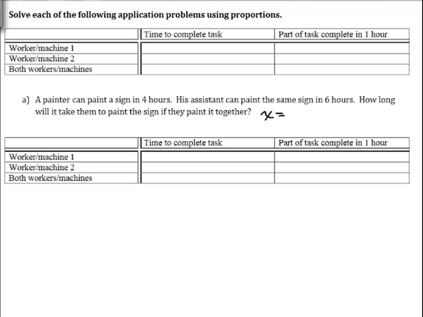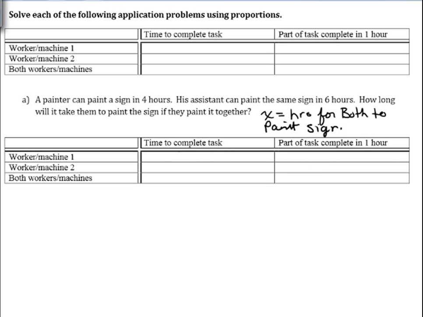And what they're asking us to find here is how many hours it will take both of them to paint the sign. And now we're going to fill in this table, and this table is really helpful when you're solving problems involving work. Down the first column, it'll be worker or machine 1, worker or machine 2. If you have other workers, you list all the workers here. And then on the bottom, it will be all of the workers together, no matter how many you have. And then the next column is time to complete the task, and the last column is the part that they can complete in 1 hour.